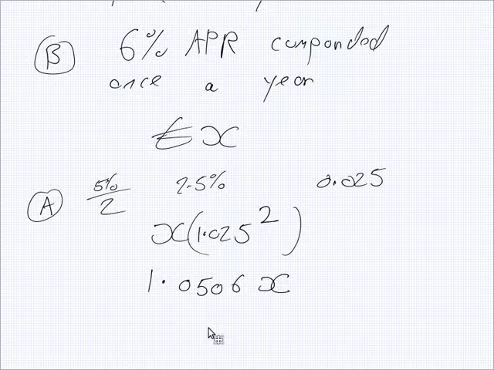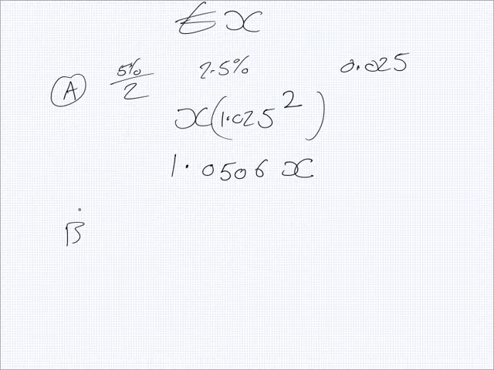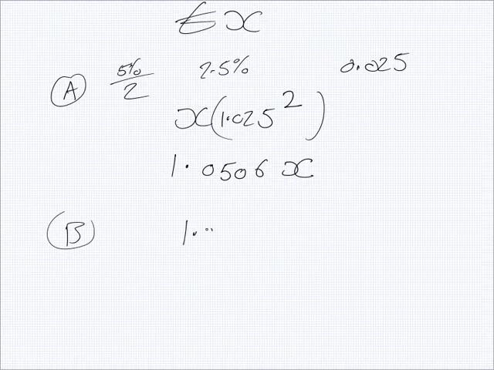That's enough, yeah. Bank B is much simpler. They pay you 6% once a year. So how much will you have? Yeah, in total it'll be 1.06x. So you can see that you're much better going with B.